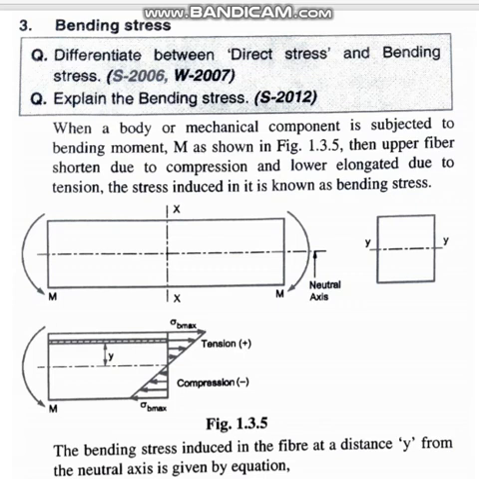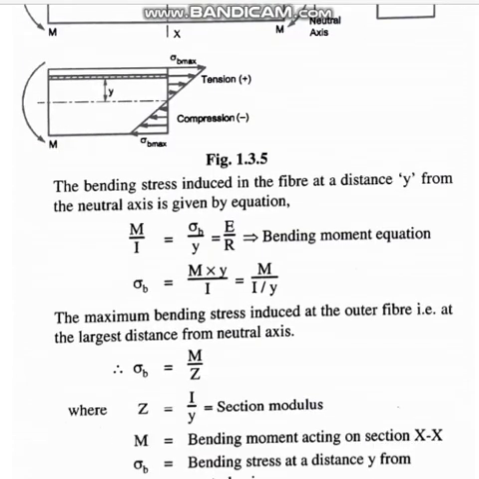Bending stress is given by the bending equation. This is the bending equation: M upon I is equal to sigma B by Y is equal to E by R. And this can be rearranged as sigma B. If you take these two terms together, sigma B is equal to M into Y divided by I.